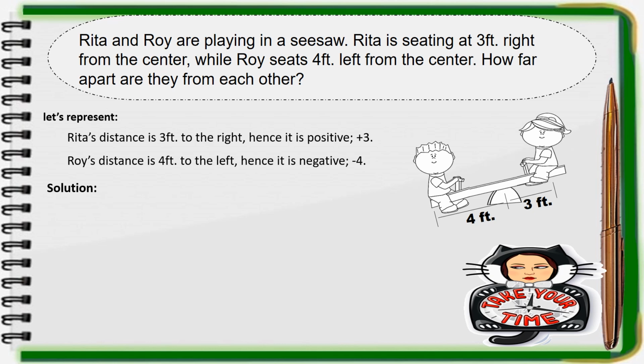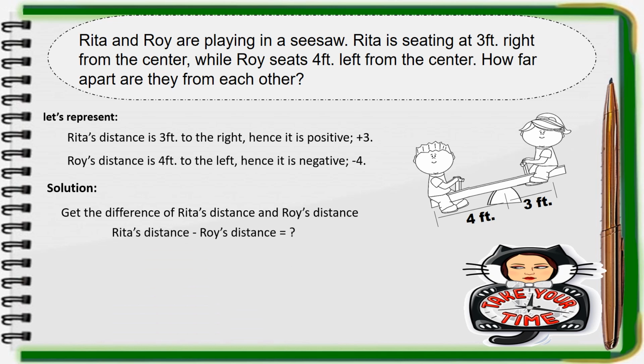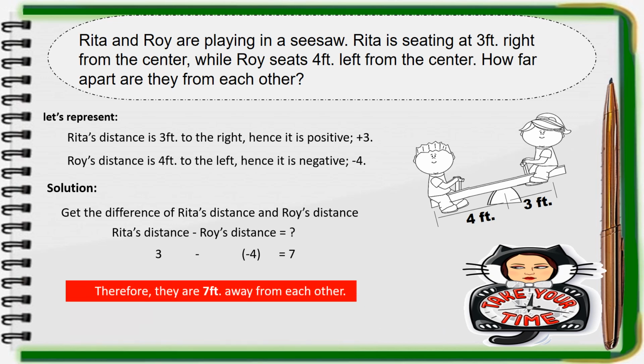Okay. Meron na tayong representation ng kanilang distance. Ngayon, let us get the difference of their distance. So, Rita's distance minus Roy's distance. So we have here 3 minus negative 4. The answer is 7. Therefore, they are 7 feet away from each other.